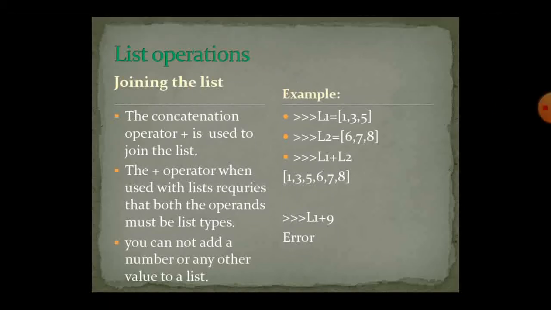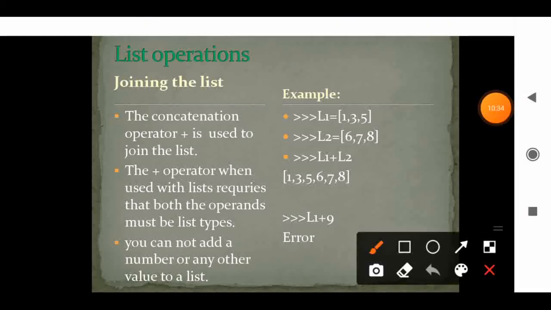List operations: like strings, here also two operations are there, plus and asterisk. Plus means concatenation. The concatenation operator plus is used to join lists. The plus operator, when used with lists, requires both operands to be list type. You cannot add a number or any other value to a list; you can add a list alone. For example, L1 equal to 1, 3, 5 and L2 equal to 6, 7, 8. L1 plus L2 will join them and display the result.